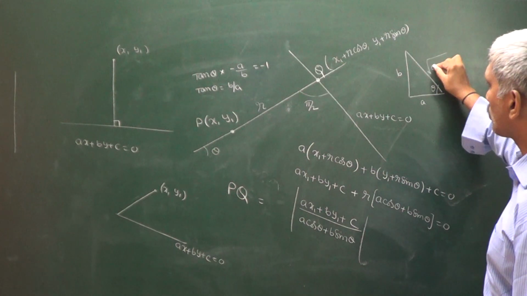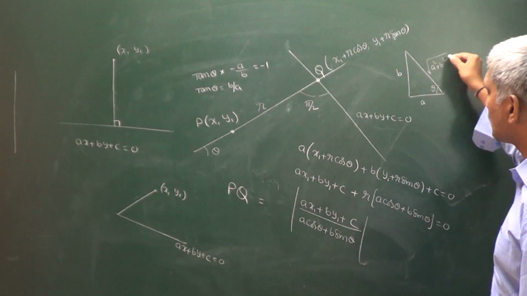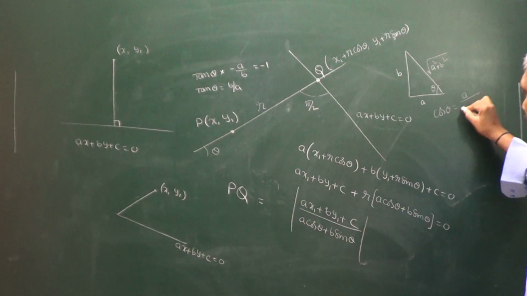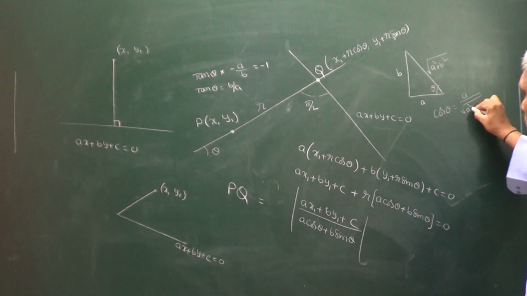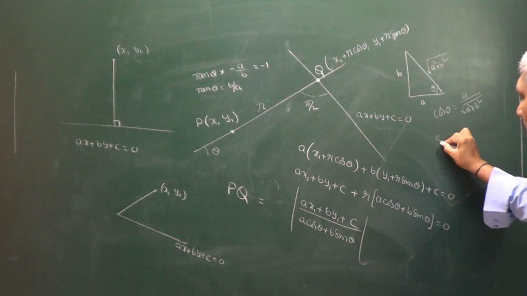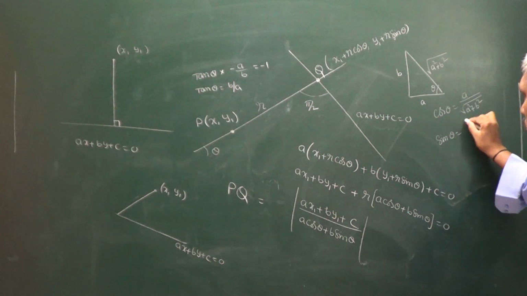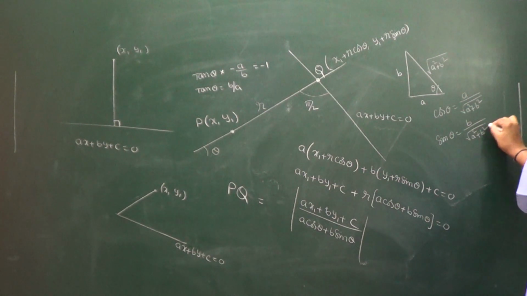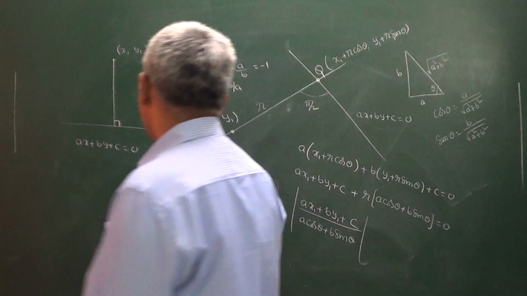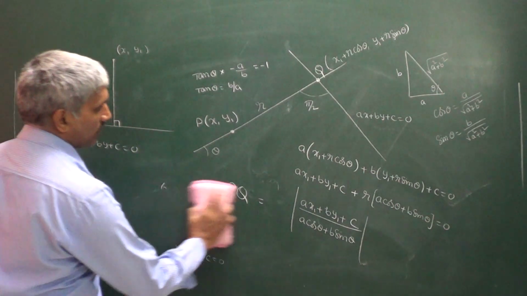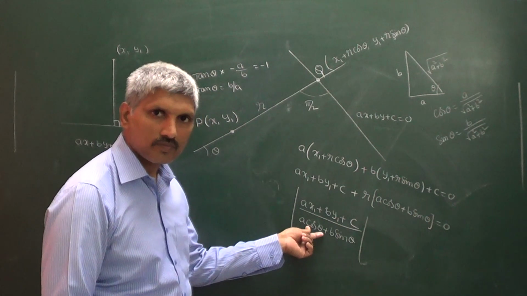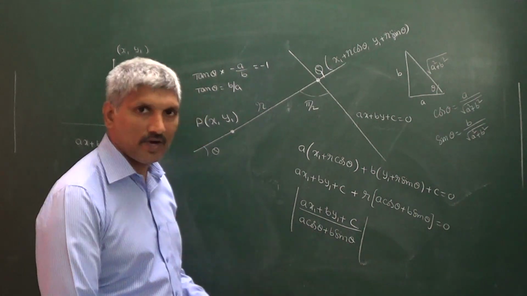Now this becomes root of a square plus b square, right? Now tell me from that what we will get. Cos theta is equal to a by root over a square plus b square. And what about sin theta from the diagram? Sin theta is equal to b by root over a square plus b square. We got the cos theta value and the sin theta value also, so substitute them here.